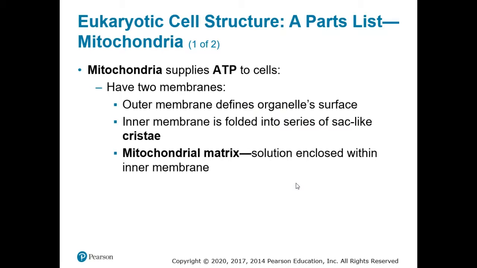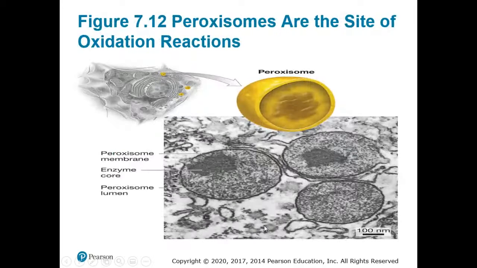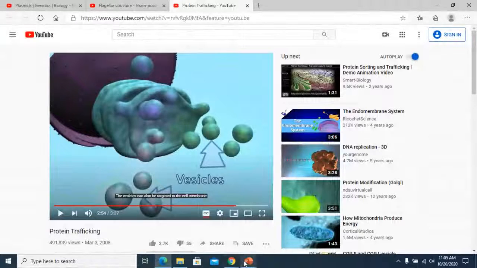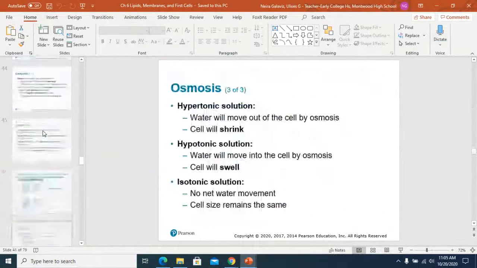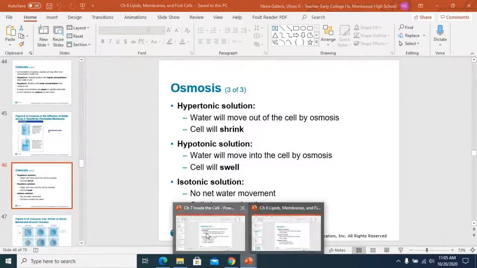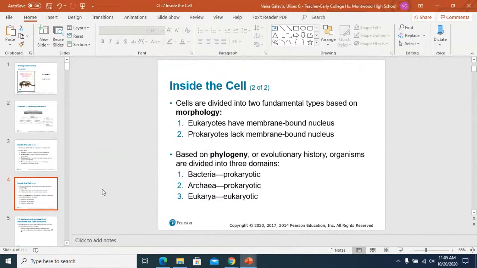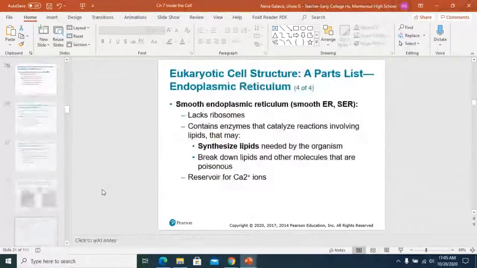Okay, so next is the mitochondria, right? The mitochondria supplies ATP to the cell, as you probably already know. So how does it do it? Well, it does so through a process called cellular respiration. Cellular respiration is, again, divided up into three main processes.